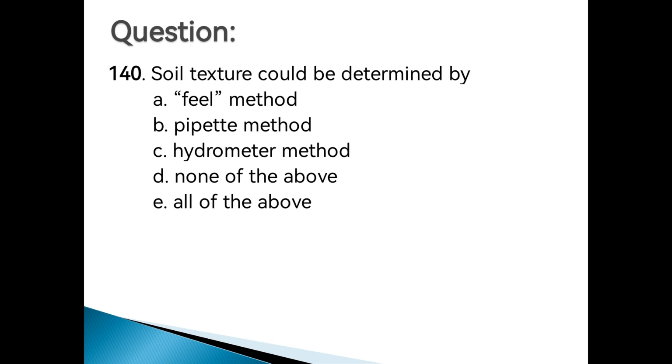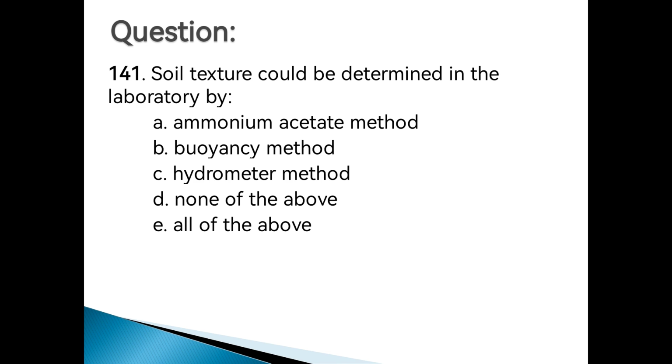140. Soil texture could be determined by A. Feel method, B. Pipette method, C. Hydrometer method, D. None of the above, E. All of the above. The correct answer is E. All of the above.